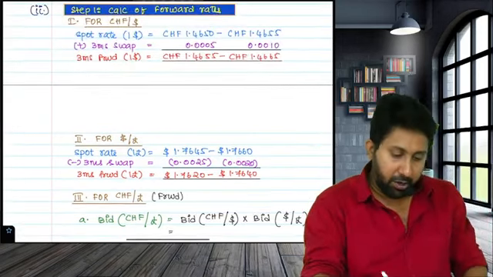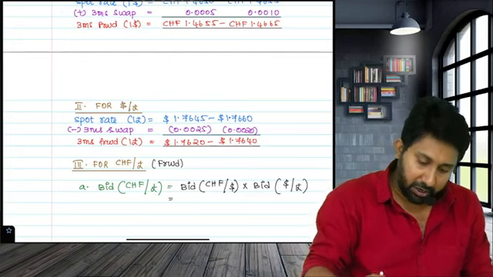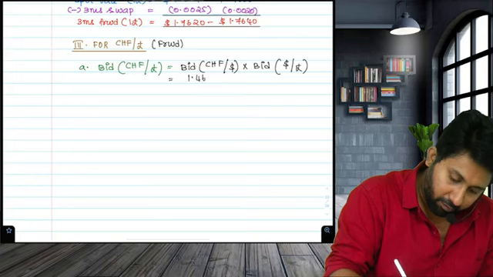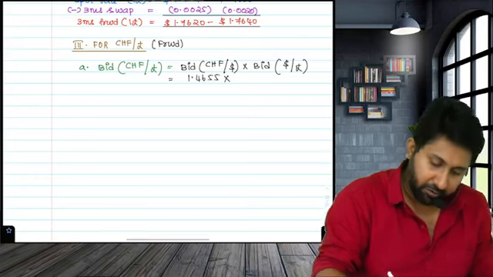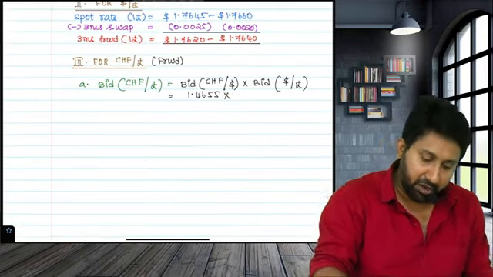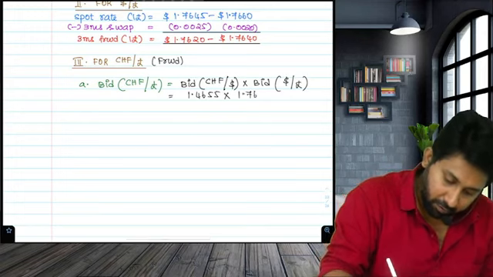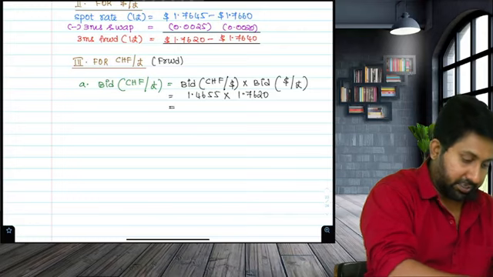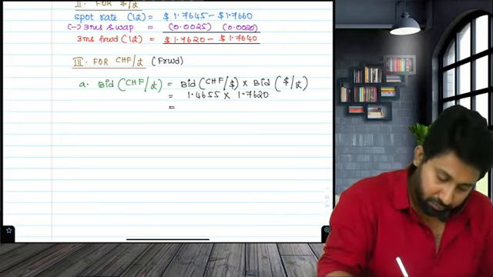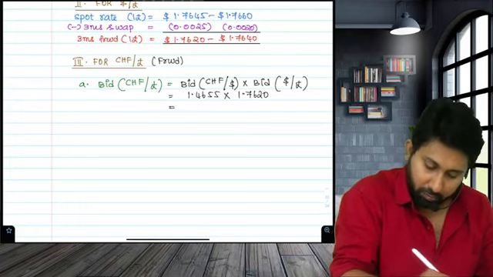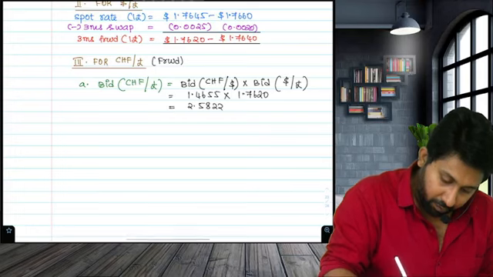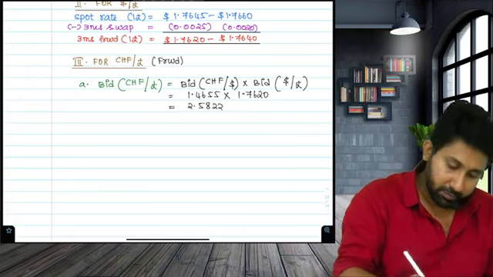Bid of number of CHF per dollar, how many? Bid 1.4655 into bid of number of dollars per pound, the one rate obtained: 1.4655 into 1.7620, equal to 2.5822.